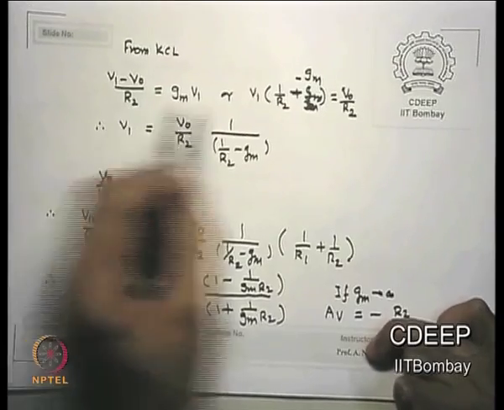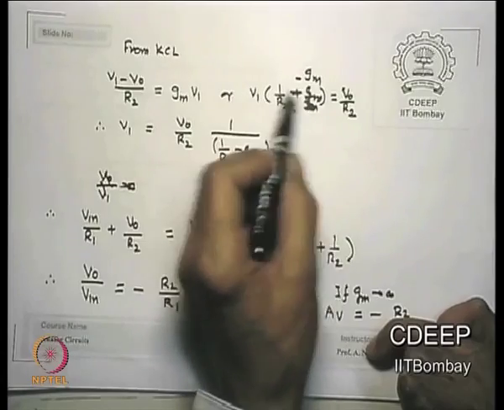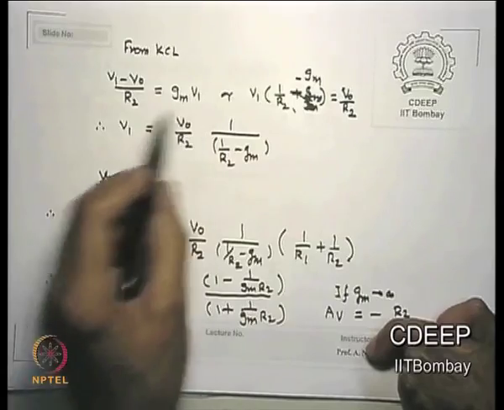So I collect V1 terms. V1 into 1 upon R2 minus GM, sorry, this cancels, minus GM is equal to V0 by R2. From here I calculate V1.